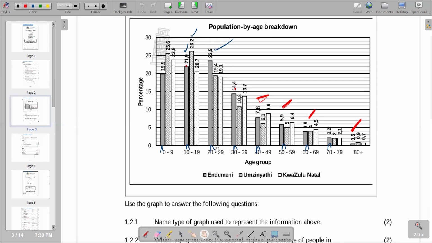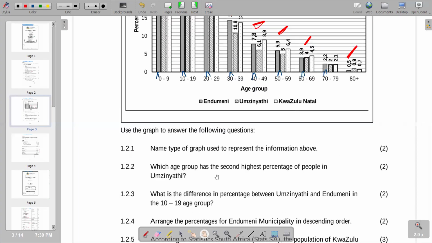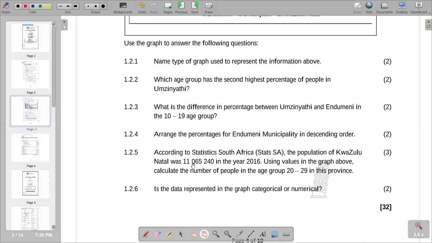So go to 20 to 29 and see the percentage that we have under KwaZulu-Natal. 20 to 29 is this range. And for KwaZulu-Natal, we've got this box representing KwaZulu-Natal, which is this one. And we are seeing the percentage that we are having there. It's 19.1%. So you're going to say 19.1% of the 11,065,240. So we just go and calculate it.